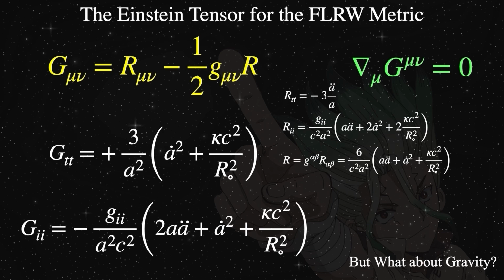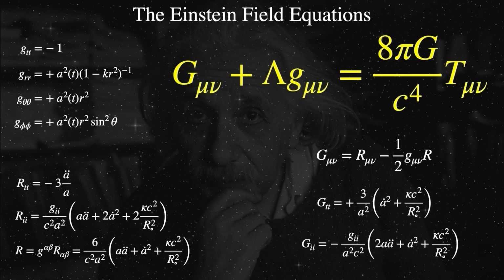We can see the components of the Einstein tensor for the time-time and space-space components as expressed with Ryden's metric. They arise from the Ricci tensor and scalar you see in the small print. But how does this Einstein tensor then link to gravity? The answer is here, the Einstein field equations.